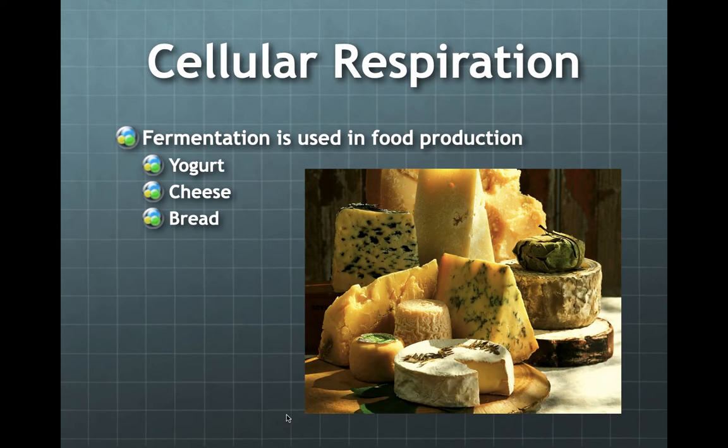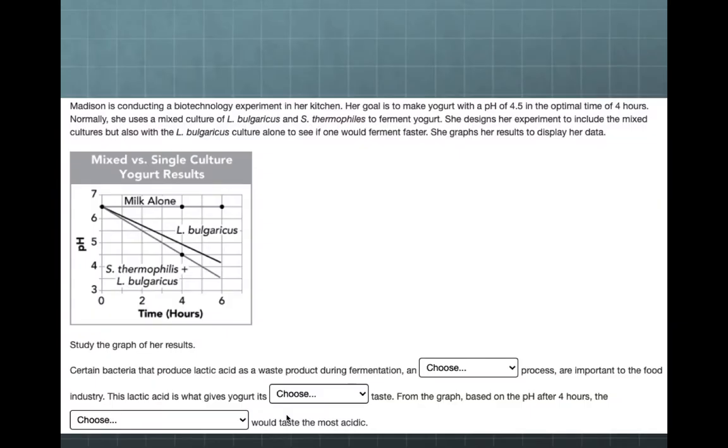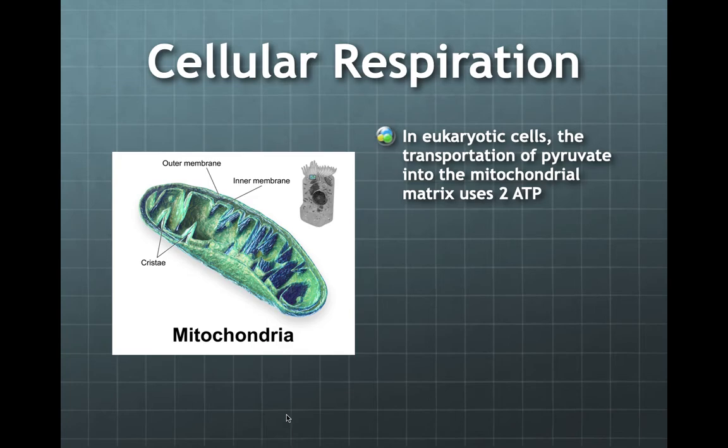So fermentation can be used in food products like yogurt, bread, and cheese. So in eukaryotic cells, we have enough oxygen, we have mitochondria, so we're going to transport this pyruvate into the mitochondrial matrix using 2 ATP, or what we call active transport.